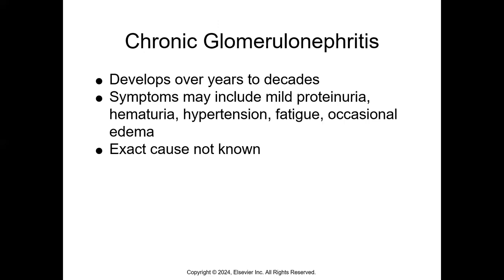Chronic glomerular nephritis. This happens over a long period of time. They really don't know exactly what the cause is for it, but what they do know is that on postmortem exams, you can see deposits from immune cells and infections that are left within the glomerulus.